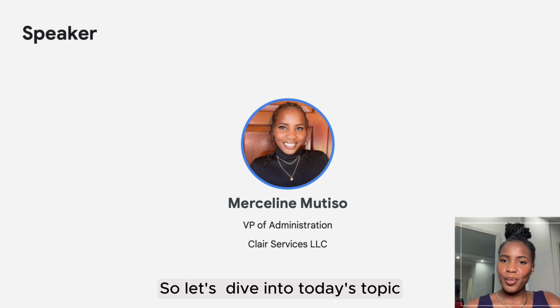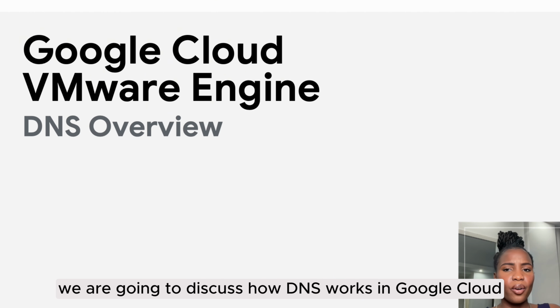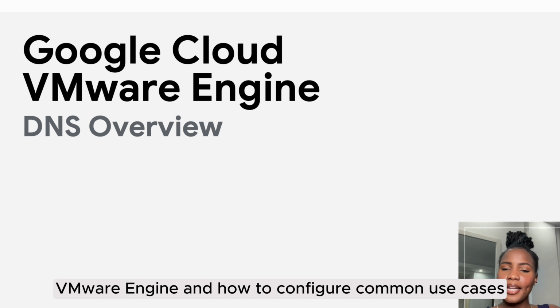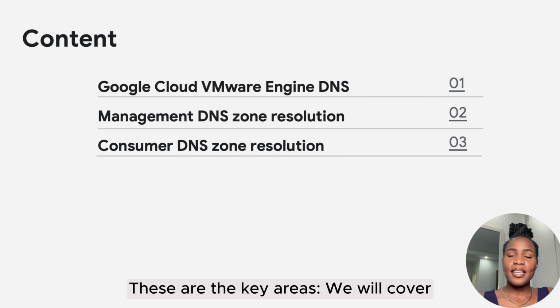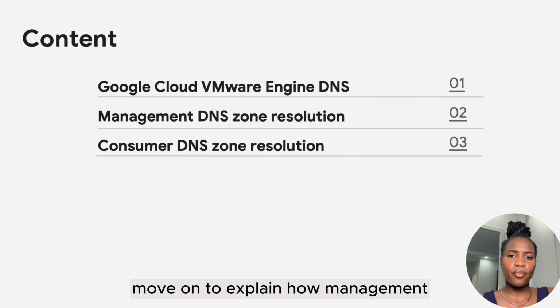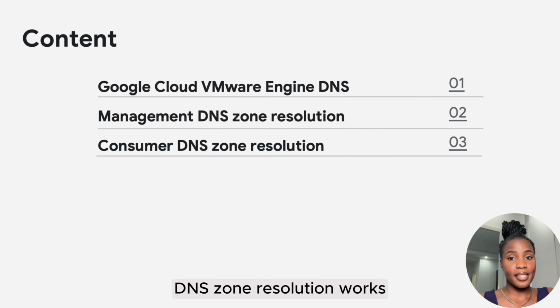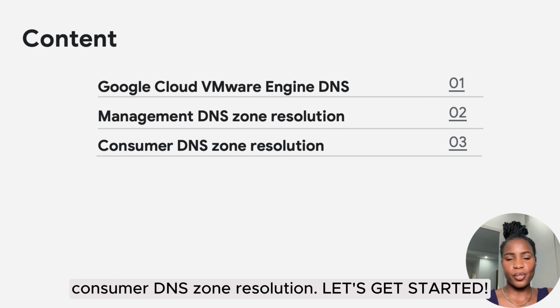So let's dive into today's topic. In this module, we are going to discuss how DNS works in Google Cloud VMware Engine and how to configure common use cases for customers using VMware Engine. These are the key areas. We will cover the configuration of DNS in VMware Engine, move on to explain how management DNS zone resolution works, and finally, we will learn how to configure consumer DNS zone resolution.